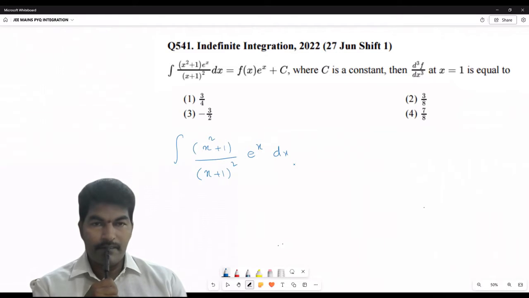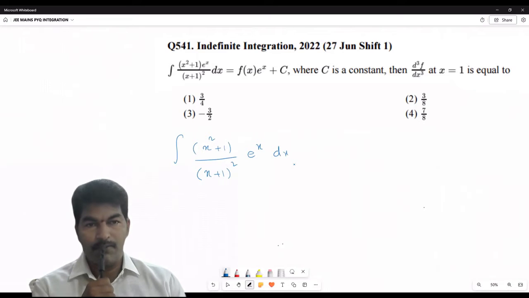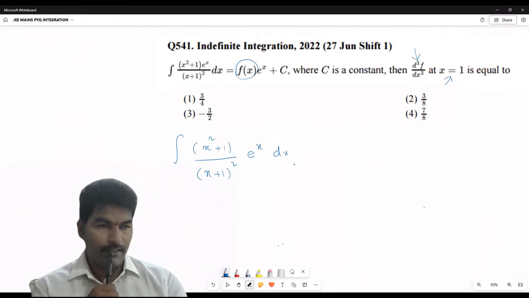They are saying that it is equal to f of x into e power x plus c, where c is a constant. And after finding this f of x value, they want to do 3 times derivative. And after doing 3 times differentiation, you have to substitute x value 1 in that. Now, that value is equal to how much? Option 1, 3 by 4. Option 2, 3 by 8. Option 3, minus 3 by 2, and option 4, 7 by 8.